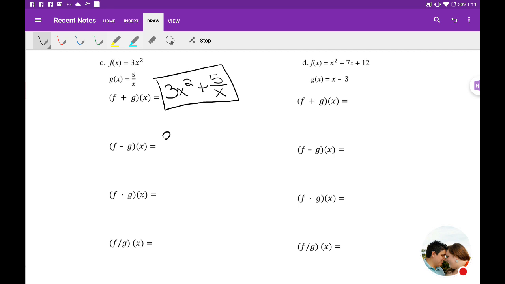Subtraction looks very similar. 3x squared minus 5 over x. Again, there's no like terms. And so we have our answer.